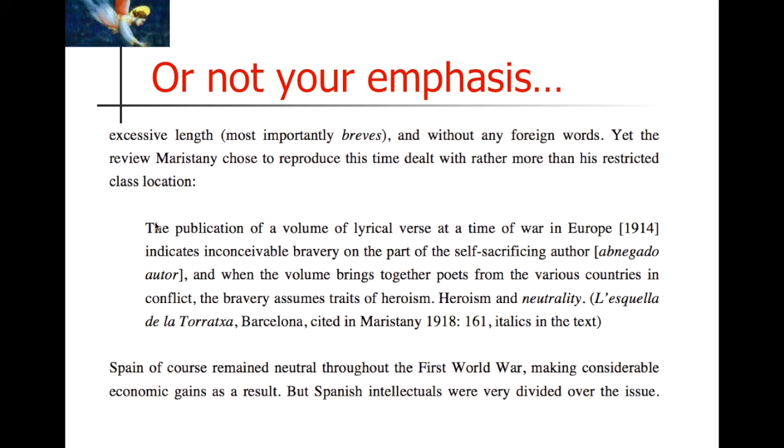Here it's a review of a book of poetry by a guy called Maristagne, who lived around Sitges. A lyrical verse at a time of war in Europe. So I've inserted the note [1914] to indicate which war we're talking about, at least. And then "self-sacrificing author," I'm translating that from abnegado autor. Abnegado could mean many other things, so I've put in the original Spanish there, in inverted commas, because that's my voice putting it in. But "neutrality," that one there, the italics there are in the text and not my intervention.